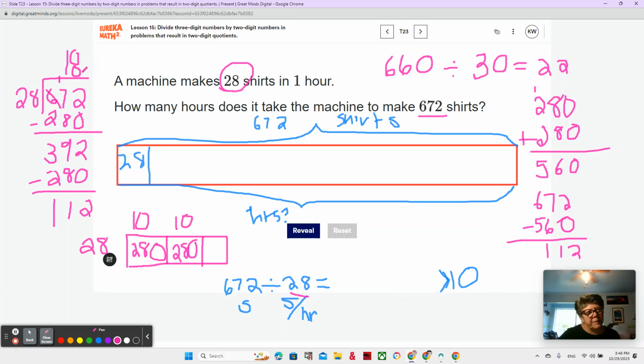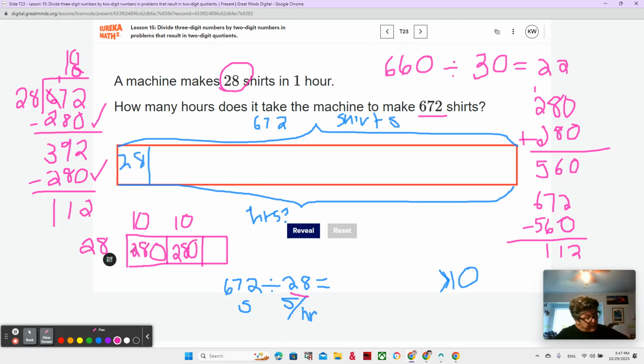Now see, this is a little bit different than how we normally do our standard algorithm of division, but you notice how we took out 280, took out another 280, and we have 112 left over. So, what are we going to do with our 112 left over? Can we put 10 more groups in there? No, because that would make 280, right? So we can't fit that.